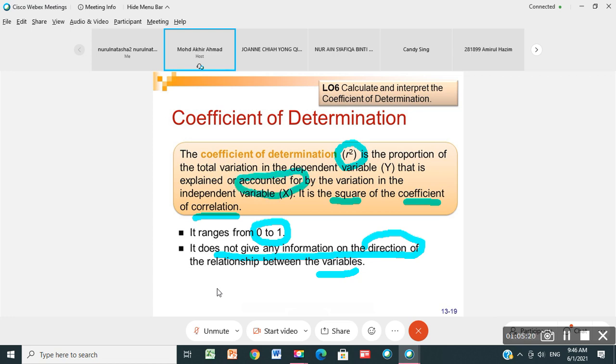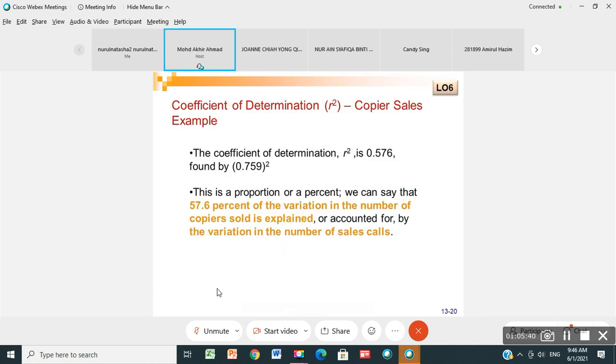Direction we measure by small r. This is small r, they call coefficient of correlation. Sahaja, the r power of 2, square of the coefficient, is determined or accounted for sahaja. Okay, we see the example. Okay, just now we got the small r equal to 0.759.